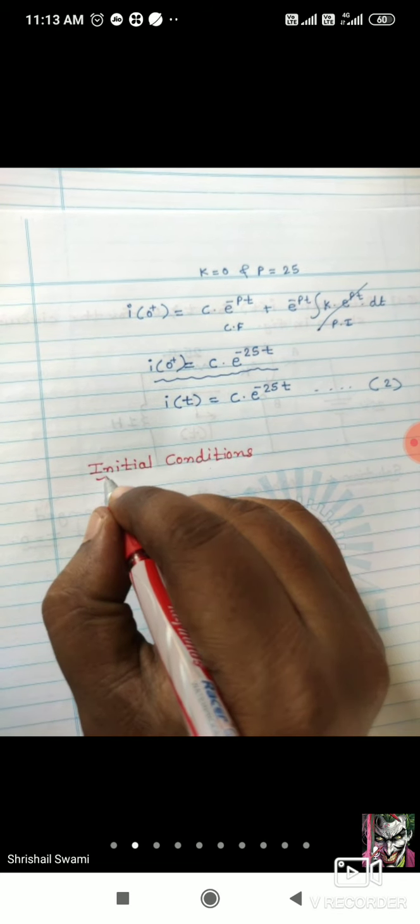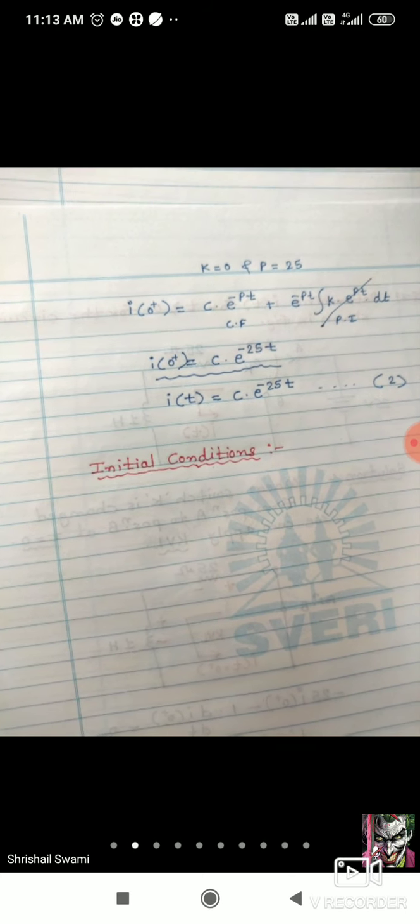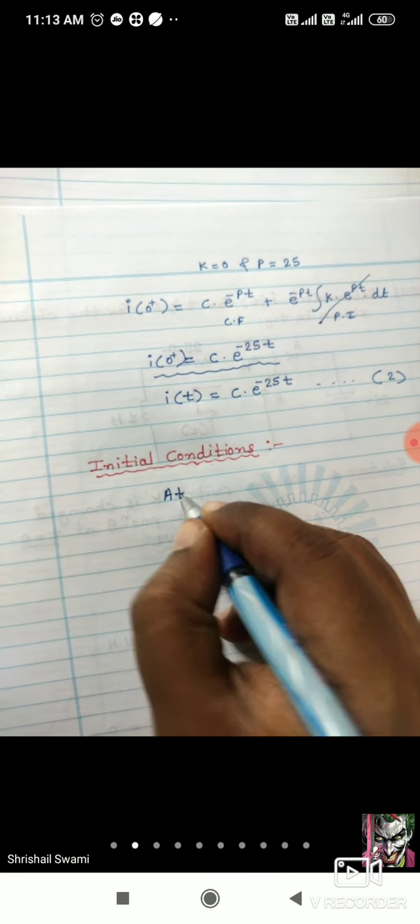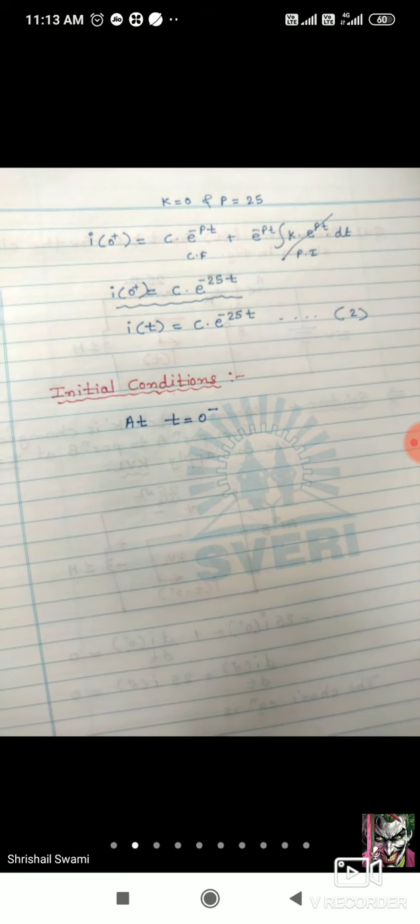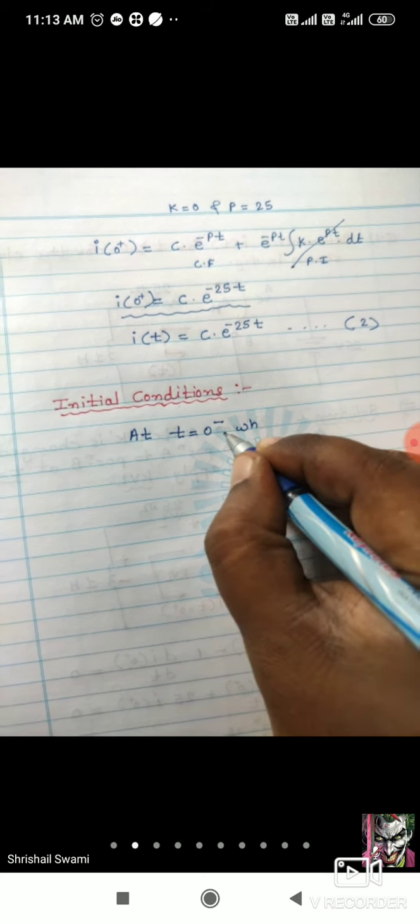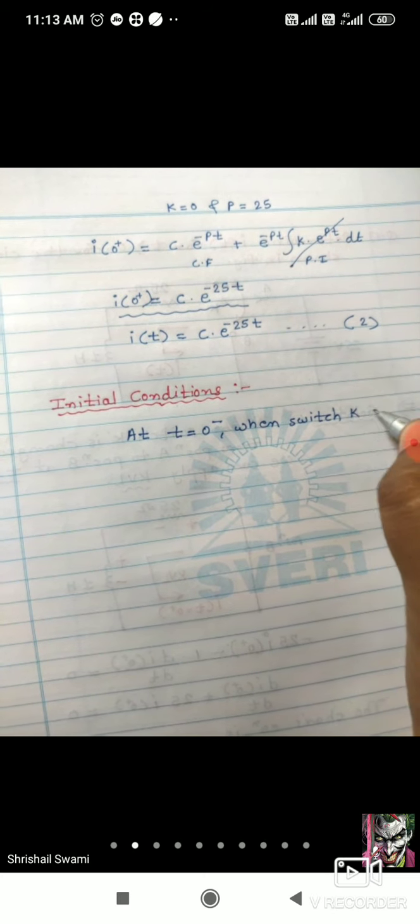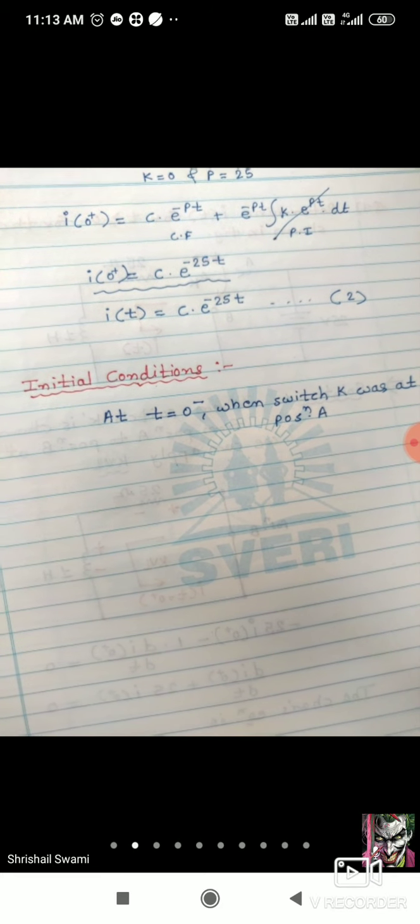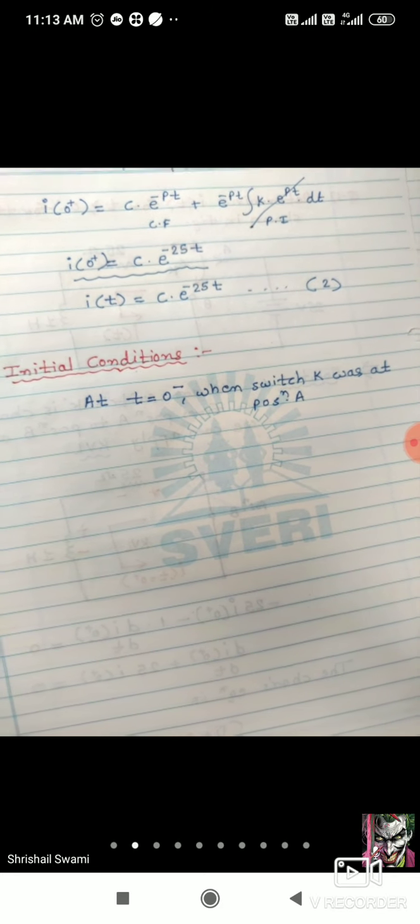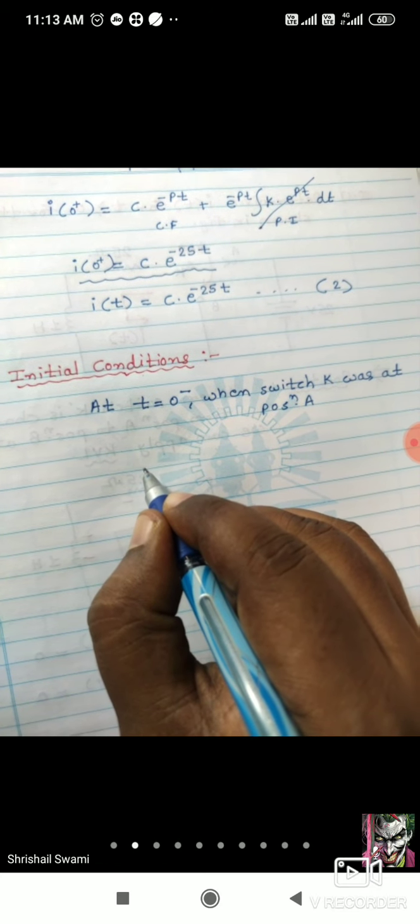Now, initial condition means, what is the role of the inductor? What will be the behavior of inductor? So at t is equal to 0 minus, at t is equal to 0 minus means when switch k was at position A. So according to that I will draw the diagram.